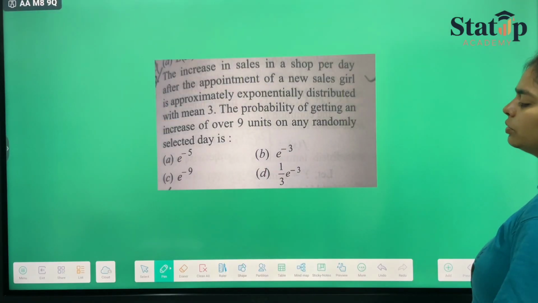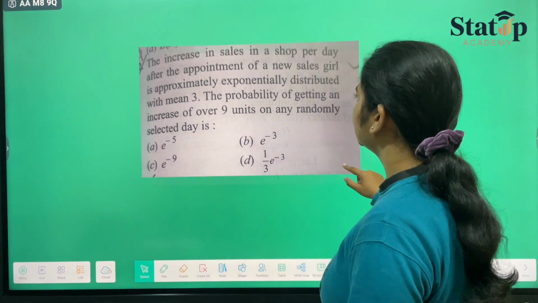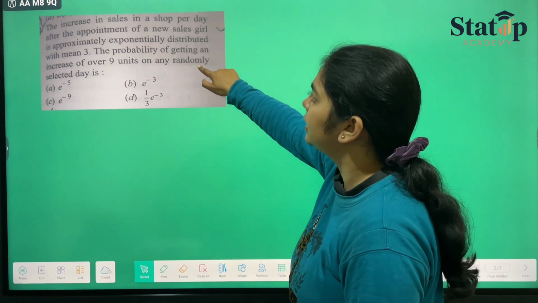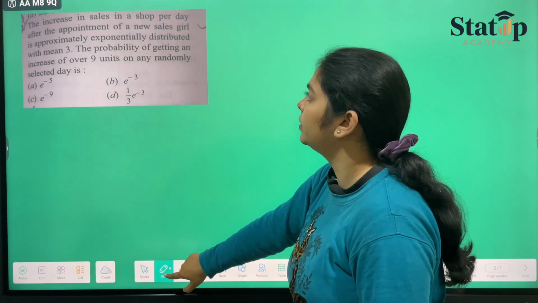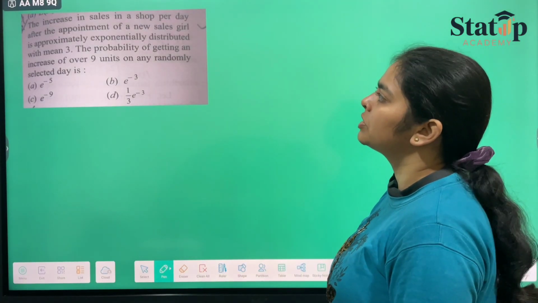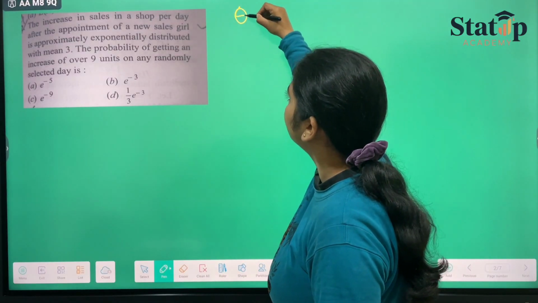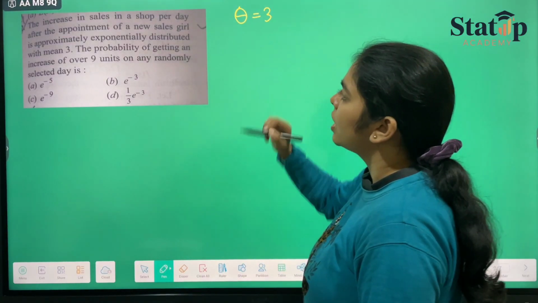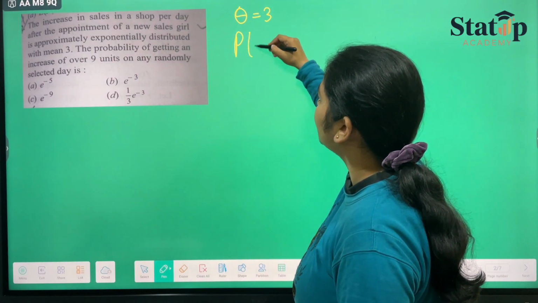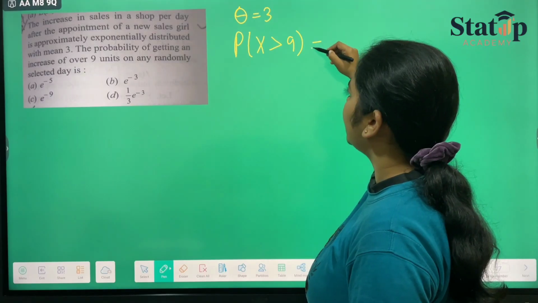Now moving forward to another question. This is a statement question in which they have asked us that the increase in sales in a shop per day after the appointment of a new sales girl is approximately exponentially distributed with mean 3. So we have been given the value of theta as 3. They have asked us the probability of getting an increase of over 9 units.